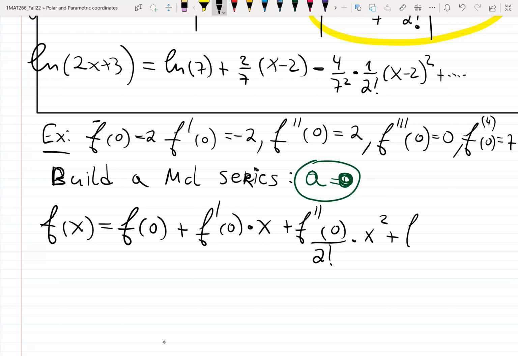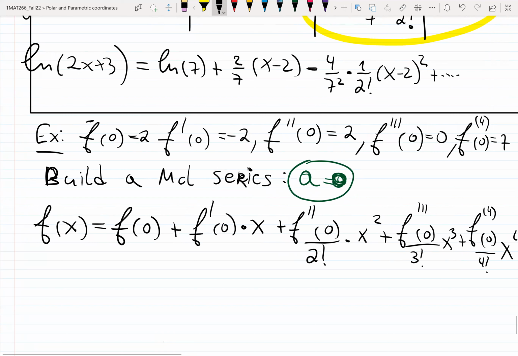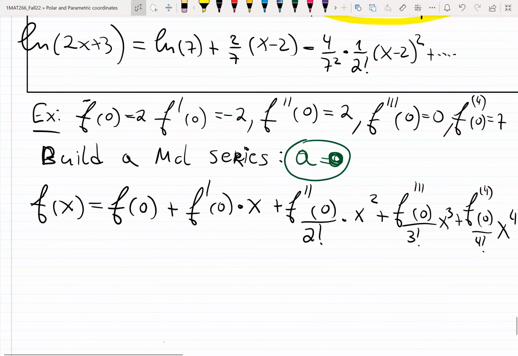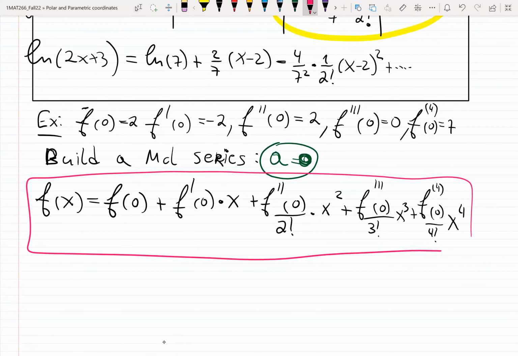Plus the third derivative at 0 divided by 3 factorial x cubed plus the fourth derivative at 0 divided by 4 factorial x to the 4. Do you see that the shift is still there? It's x minus 0 to the power, but since x minus 0 is x, nobody writes it down. This is the definition of the Maclaurin series, plus it and keep going, it's infinite.